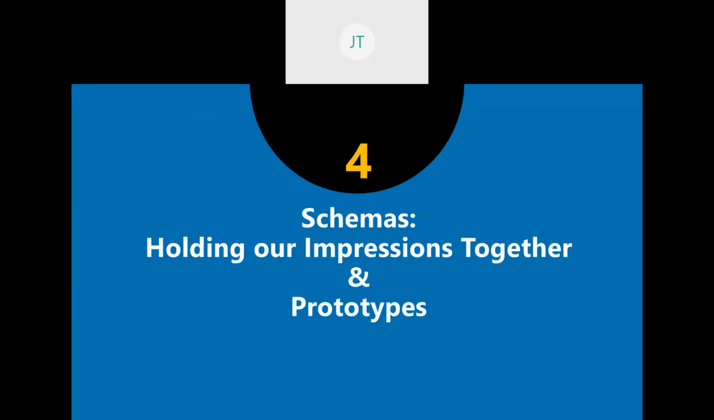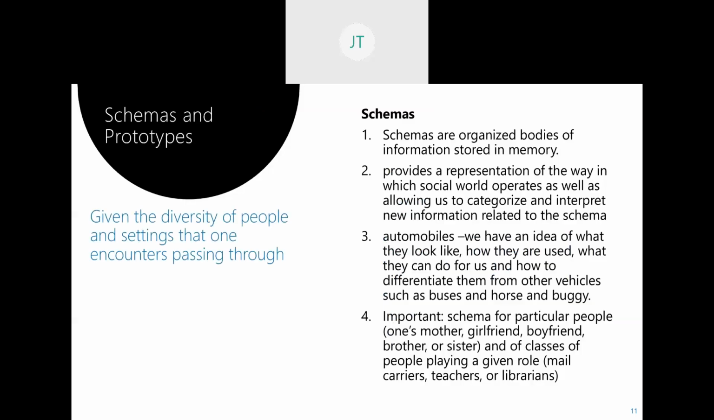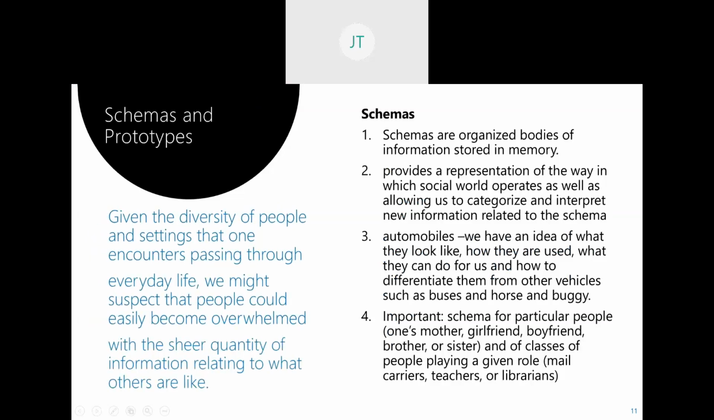So schemas and prototypes, again, holding our impressions together. I really want to start with the left-hand side of things: given the diversity of people around us, the kind of people we meet every day, the variety of things around us, if not for all the other information, it would just overwhelm us. Sheer quantity will overwhelm us. This is where our brains start having schemas and prototypes in place. We need to understand why it is needed and why it is in place, and then we should not fall victim to it. For example, we should not typecast or generalize about a lot of people.